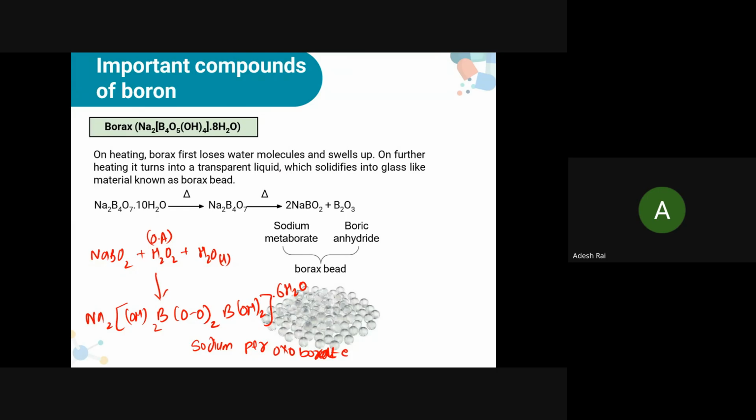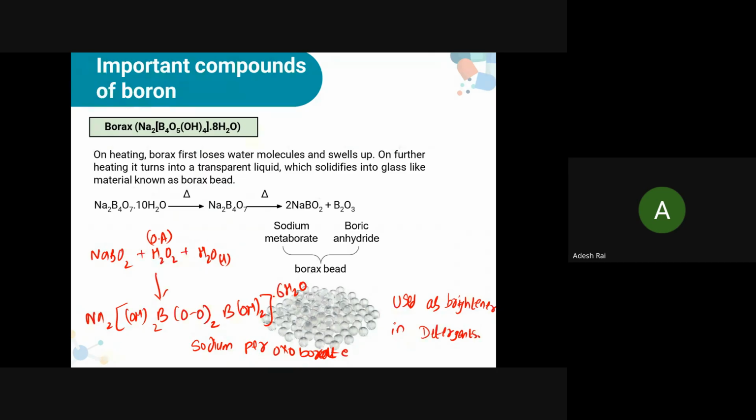And what is the role of this? It's a brightening reagent, or you can say it is used as a brightener. Used as a brightener in what? In detergents. Okay, so this is one of the important points.